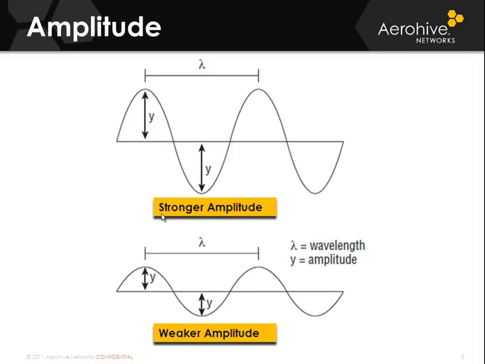Transmit amplitude is typically defined as the amount of initial power that leaves the transmitter. For example, if you configure an access point to transmit at 10 milliwatts, that is the transmit amplitude. If you configure it to transmit at 100 milliwatts, that is the transmit amplitude.